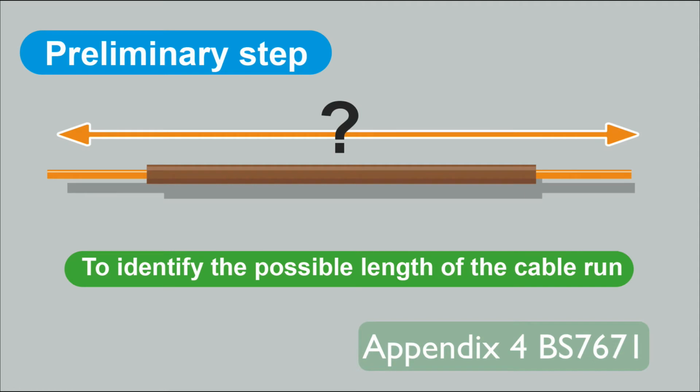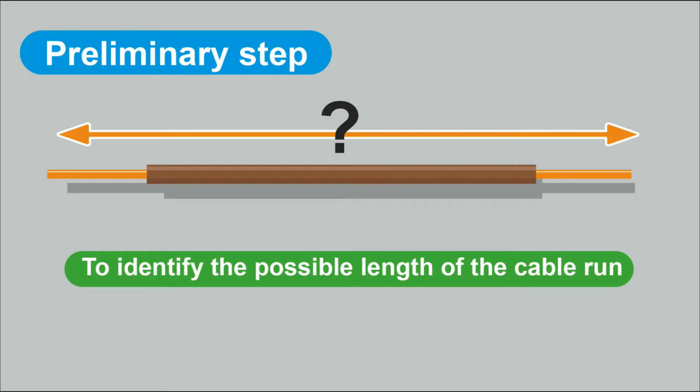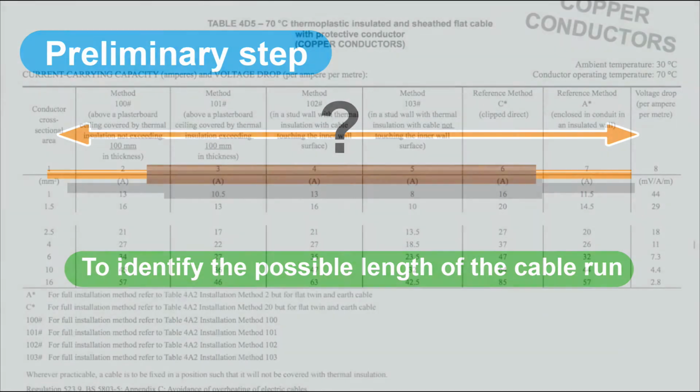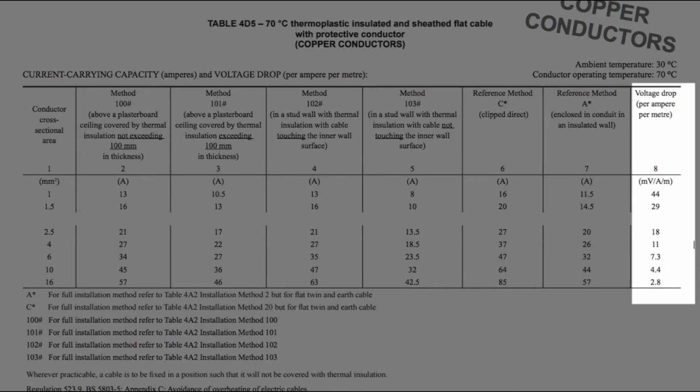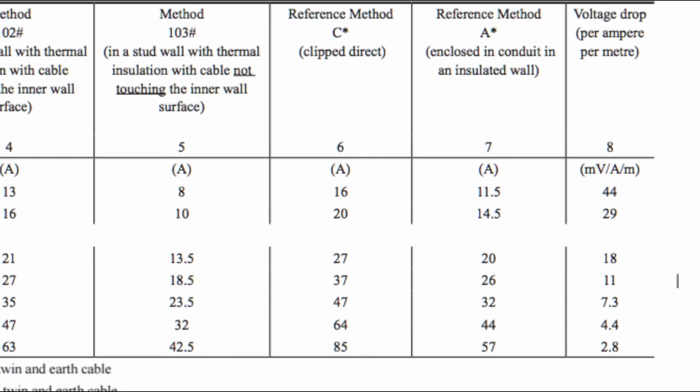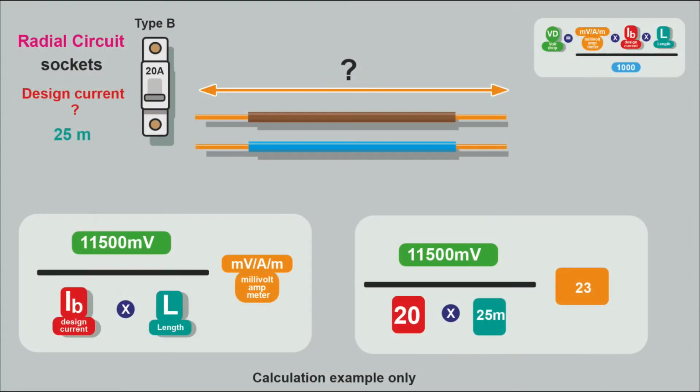You can do some preliminary steps with your voltage drop to check that your cable is going to be suitable, and you can also do that with your ZS. The current carrying capacity tables we use when we're doing our calculations also give us our maximum volt drops in this column here, and this is the voltage drop per amp per metre of cable. And so we can use this to help determine the maximum length of runs that we can have. And if we know the design current and the length of the run, we can do a preliminary check to make sure that the cable we're thinking of using will be suitable.